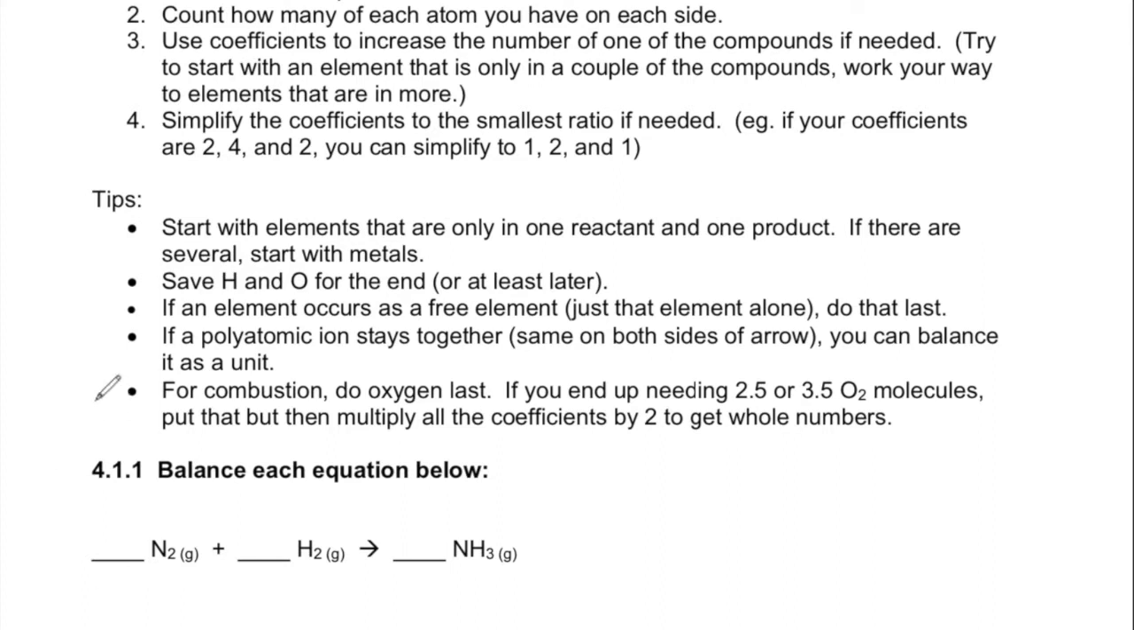I do want to point out that combustion is sometimes one that students find the trickiest. And so what I do is go forward with the carbon and the hydrogen, and I save the oxygen for last. And then since oxygen comes in pairs, if you need an odd number of oxygen atoms, you might find yourself needing 2.5 or 3.5 oxygen molecules. I put that 2.5 or that 3.5 temporarily, but then I go through and double everything so that everything can be a whole number.